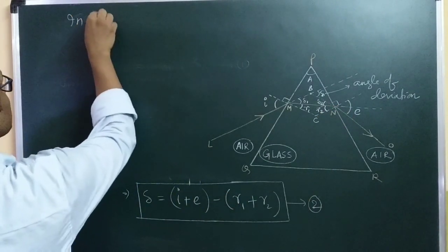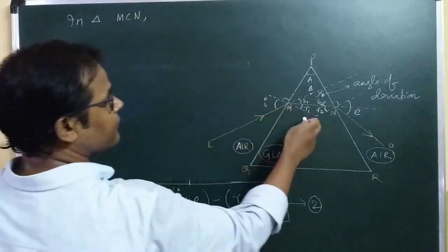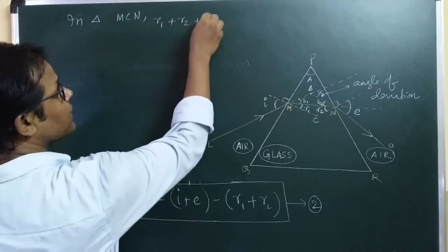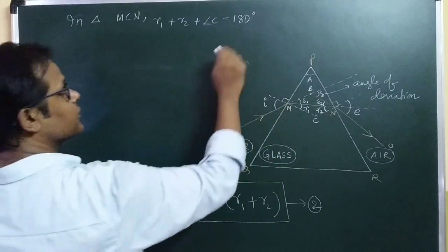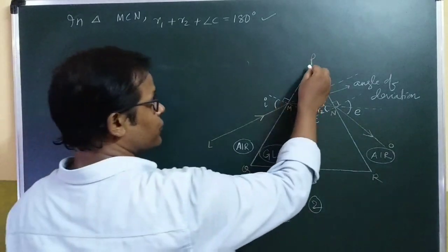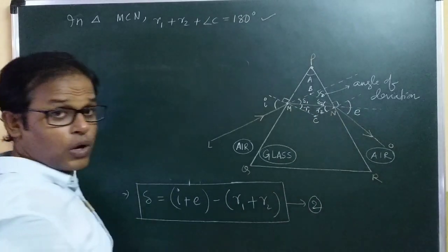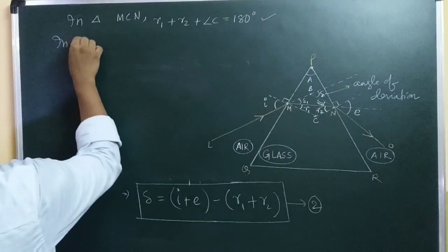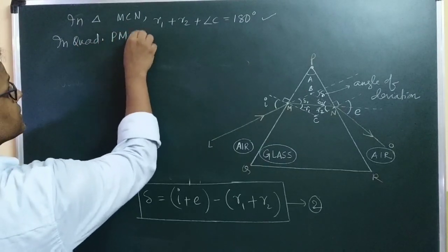So in the triangle MCN, I find that R1 plus R2 plus angle C should be equal to 180 degrees. That's good. Correct. But at the same time, if you see this in the larger picture, this is also a quadrilateral, you find it there, okay? So in the quadrilateral, what is the name of the quadrilateral? PMCN.